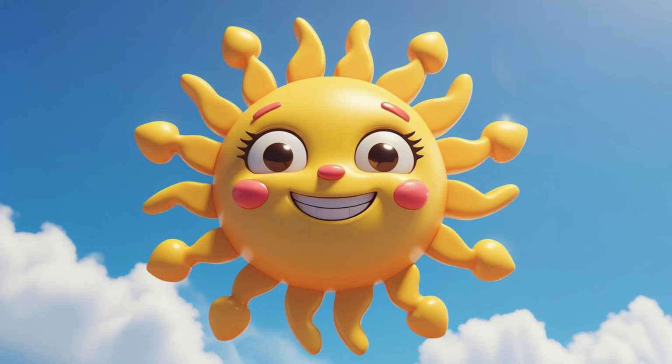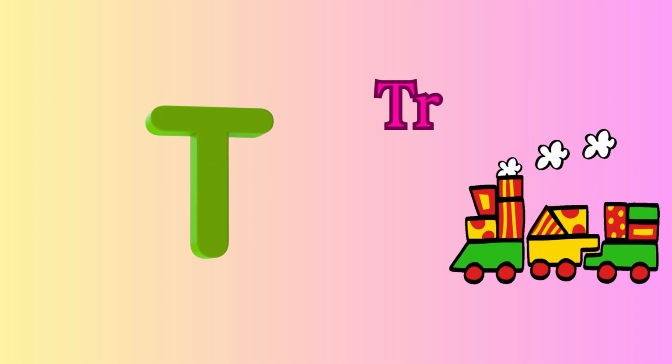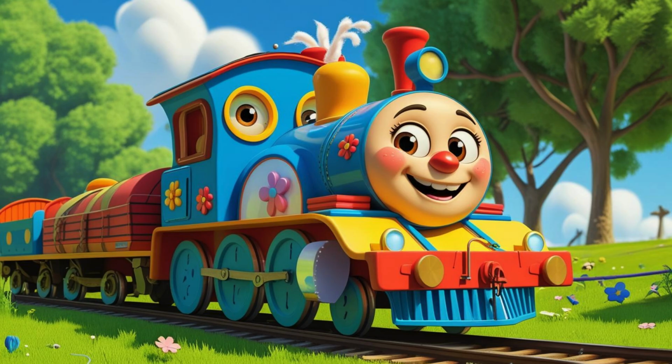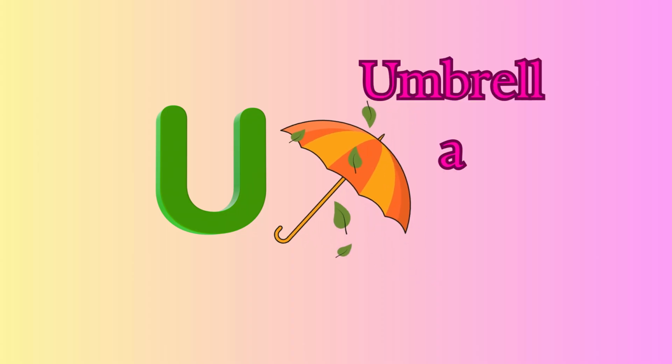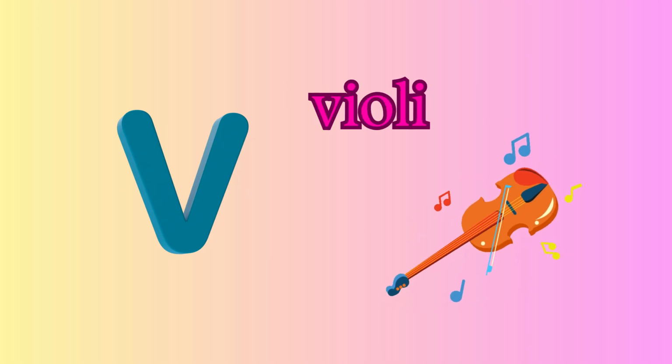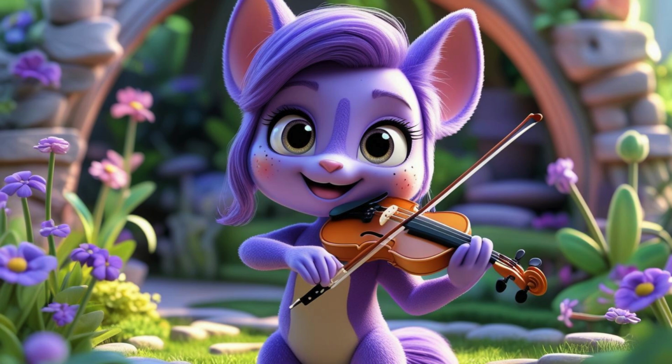Shiny sun. T is for train, T, train. Choo, train. U is for umbrella, U, umbrella. Open umbrella. V is for violin, V, violin.